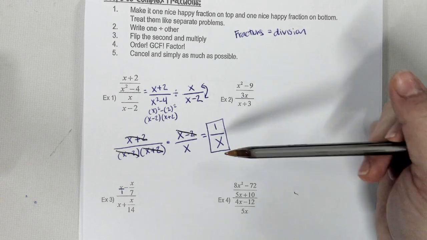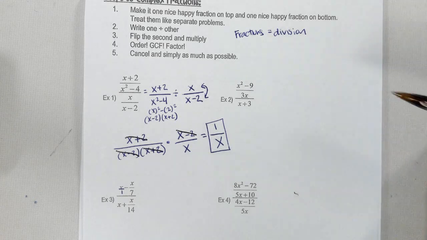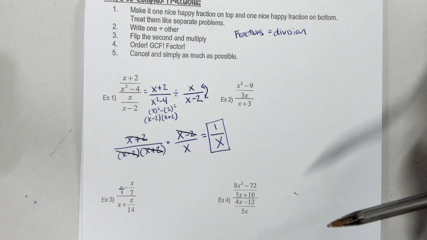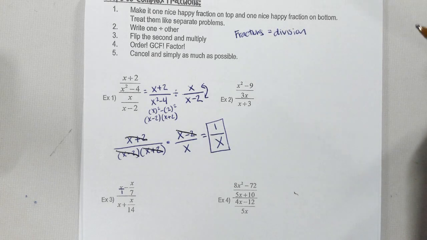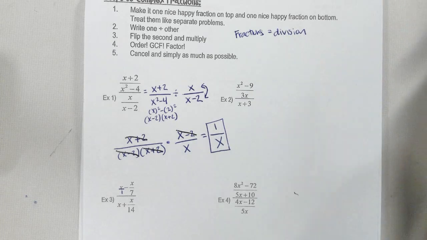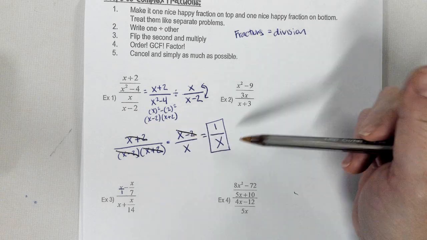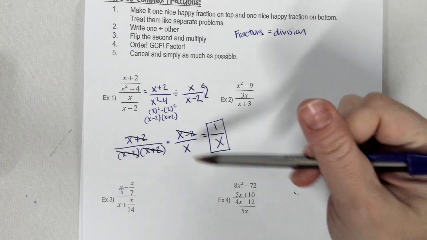Do not tell me x. x and 1 over x are different. That's like saying 2 and 1/2 are the same. Okay? If you have $2, is that the same as having 50 cents? No, because 50 cents is half of $1. It's not the same thing. So x and 1 over x are very, very different. So make sure what's left, if it's on the bottom, it stays on the bottom. If it's on the top, it stays on the top. Yes? Any questions with that?